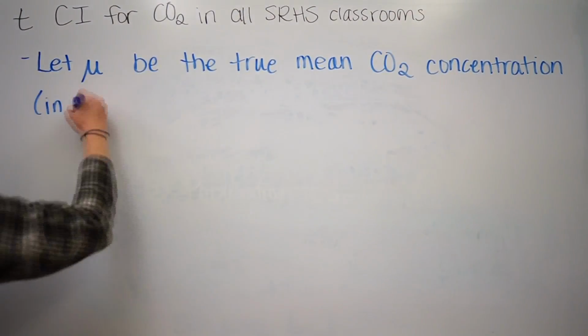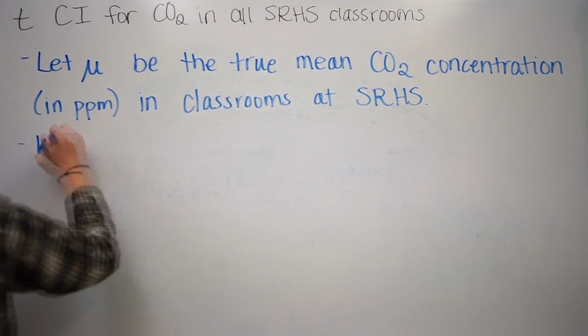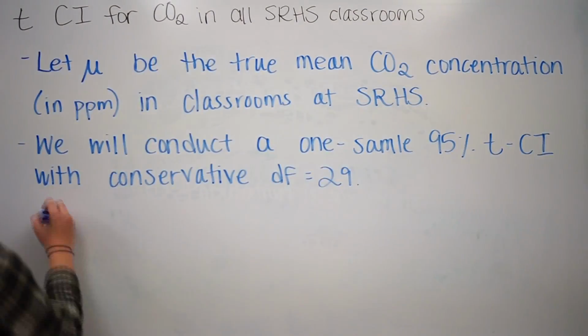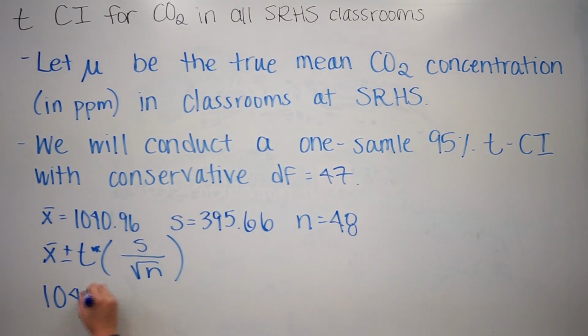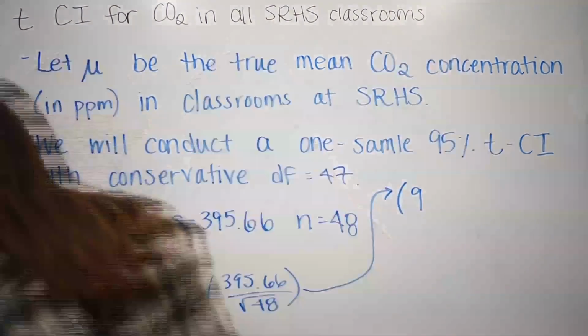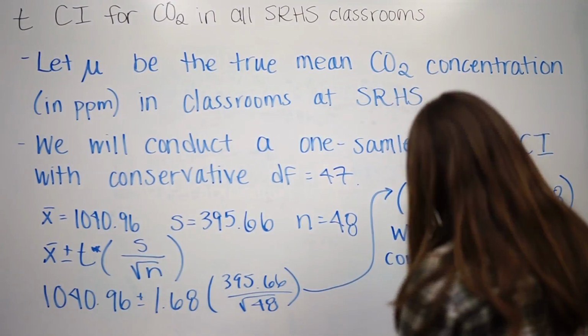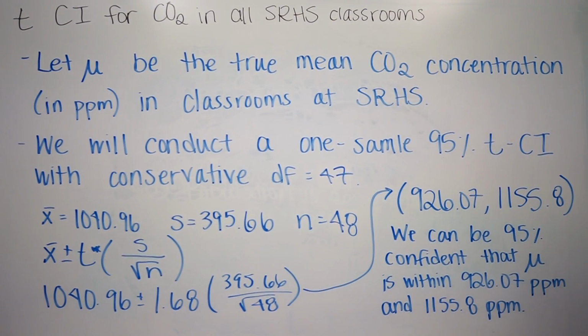And here we have the TCI for the CO2 in all of the SRHS classrooms that we measured. So here we actually got an interval of 926.07 to 1155.8 ppm of CO2 in the classrooms.